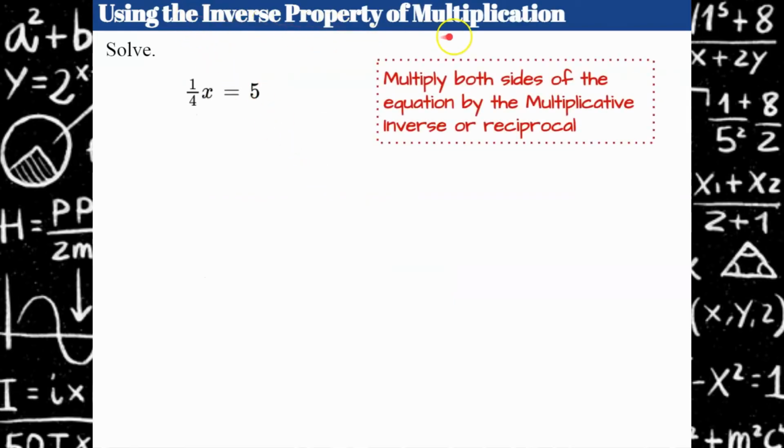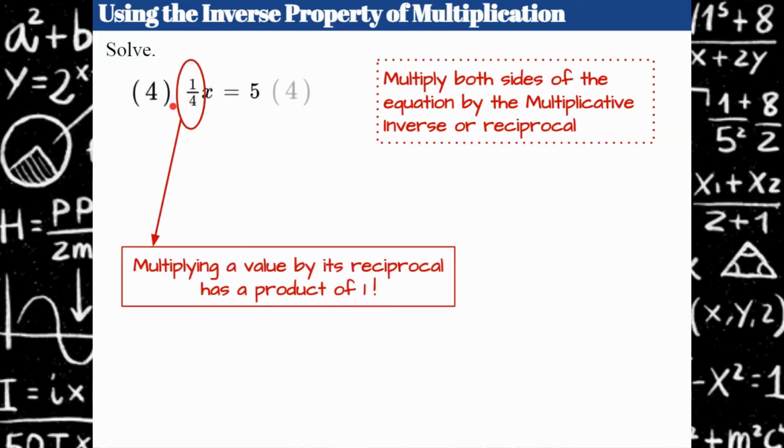Now let's use the inverse property of multiplication. We're going to multiply both sides of the equation by the multiplicative inverse, or the reciprocal. The reciprocal of 1 over 4 is to flip it, so it becomes 4 over 1. I'm going to multiply, and I always will get 1. 1/4 of 4 is 1. If I have $4 and I make 4 groups, each group has $1 in it. Then I have to do the same to the other side. 5 times 4 is 20. So the solution is x is equal to 20.